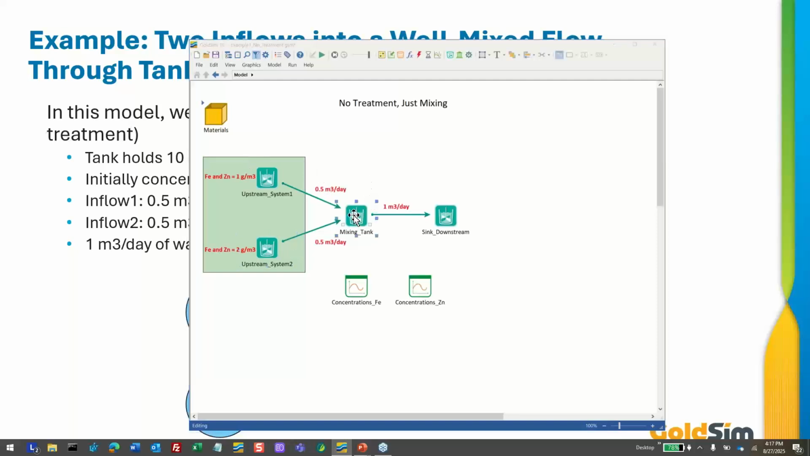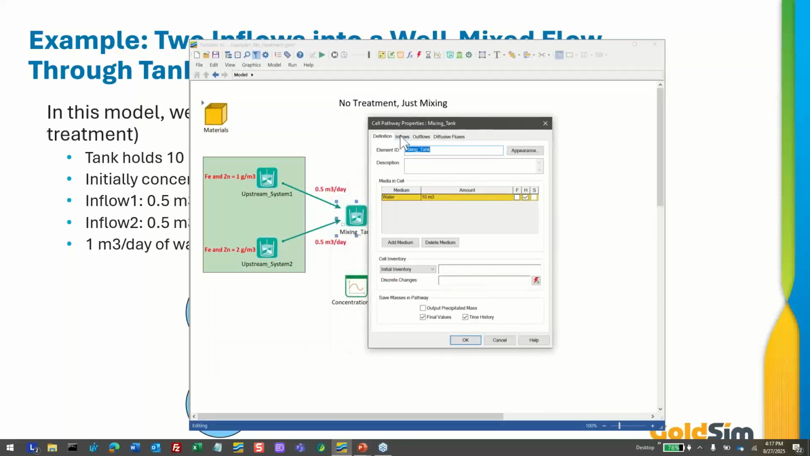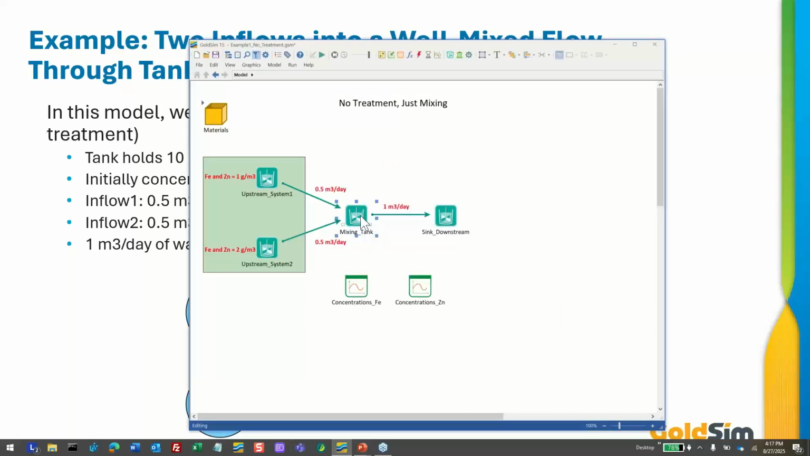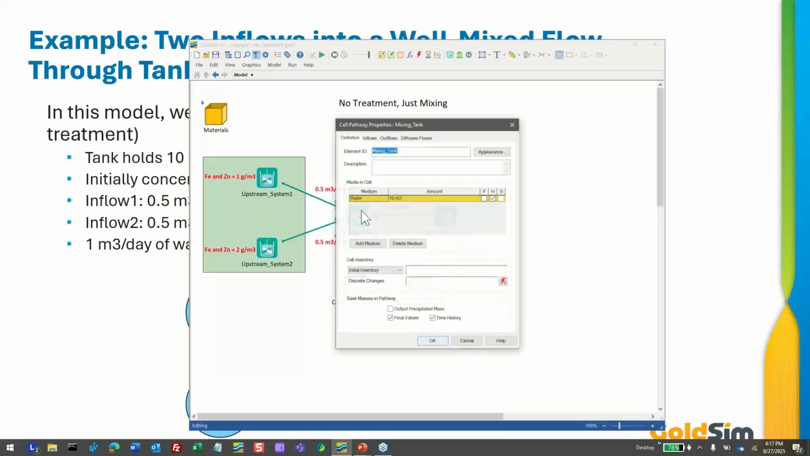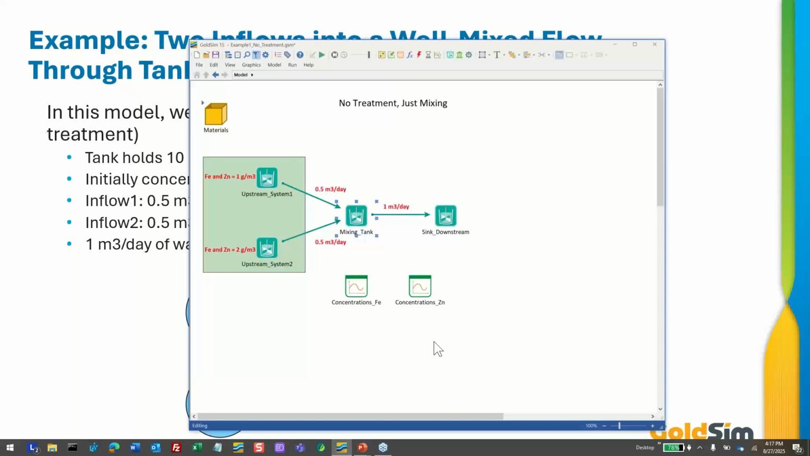Now let's look at our mixing tank. In our mixing tank, we said it has 10 cubic meters of water in it, and it's got two inflows. There are our two inflows from upstream system 1 and upstream system 2, and each one has 0.5 cubic meters per day coming in. And we actually have an outflow here that says we're going to flow from the mixing tank to the sink at 1 cubic meter per day. So trivial model, right?